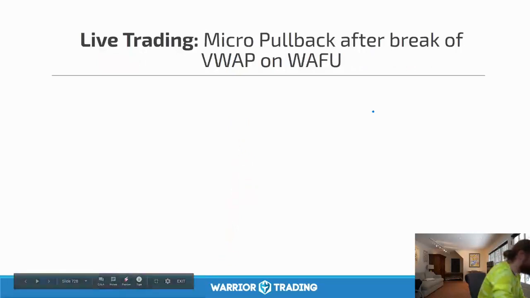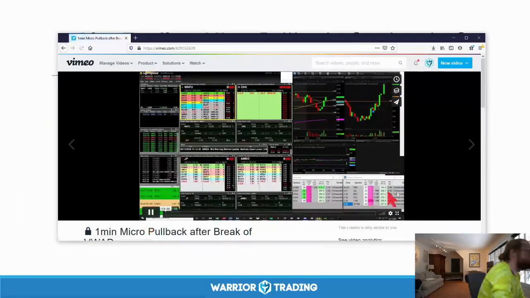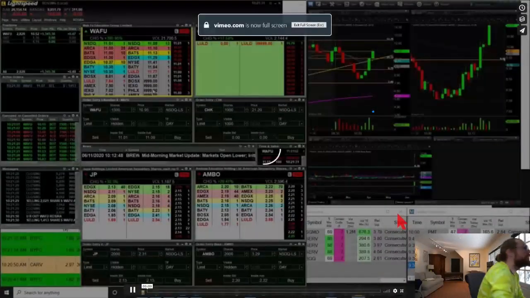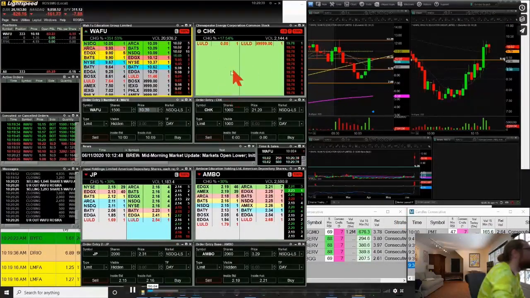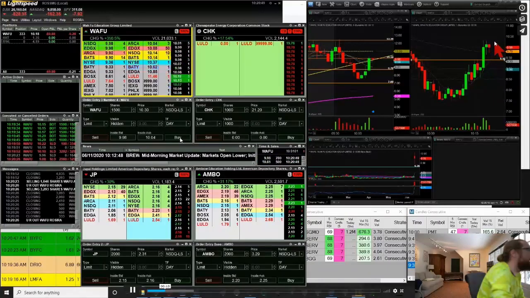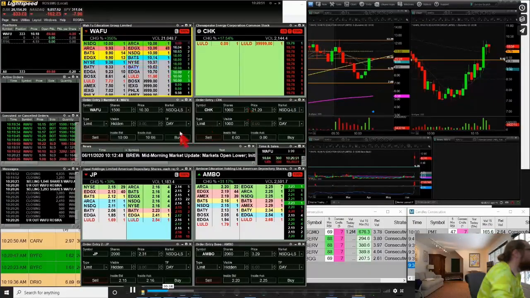Yep, so now this is another one. Copy link, paste. Okay, so what do we have here? A quick micro pullback. This is the stock WAFU. It has just broken over the volume weighted average price here. It looks like the high is around 10.05 or 10.15. Orders at 10.30 right there.